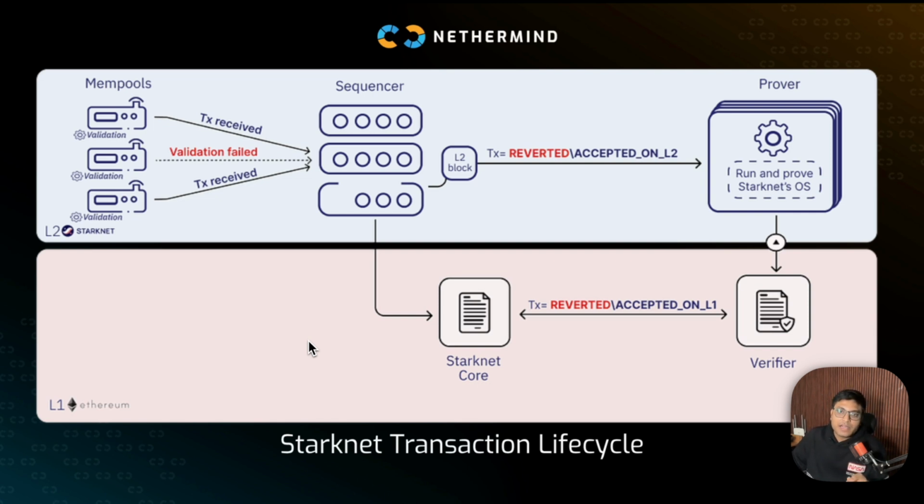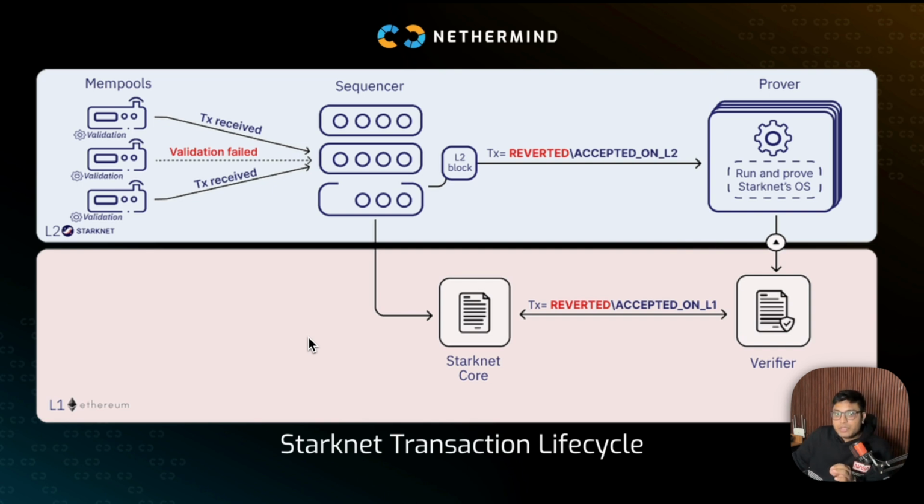Then comes the mempool validation step. The mempool performs initial checks like ensuring sufficient balance for fees. This is similar to Ethereum's signature checking, but StarkNet adds custom validation functions for different transaction types. Then comes step three, which is sequencer validation. The sequencer revalidates transactions before execution, ensuring they are still valid in the current state. The fourth step is execution. Valid transactions are applied to the state, and failed transactions are included as reverted.